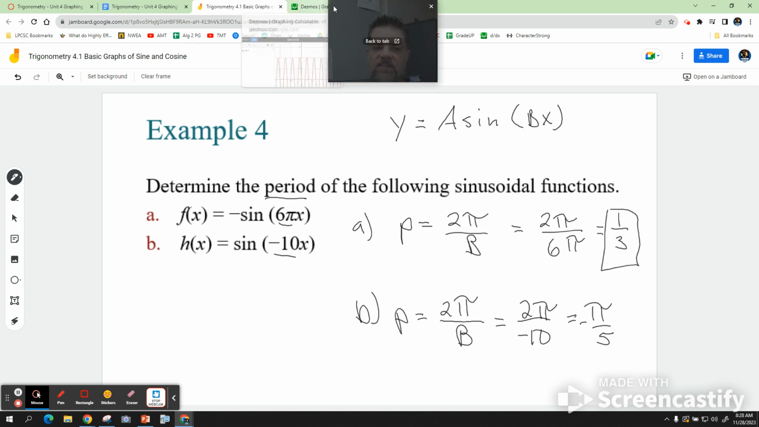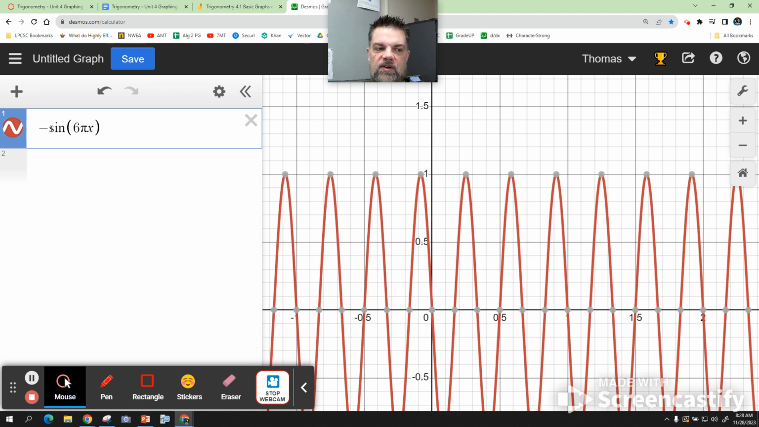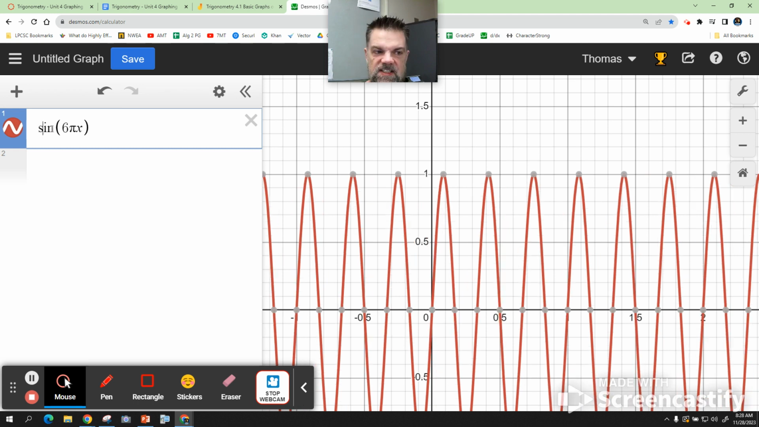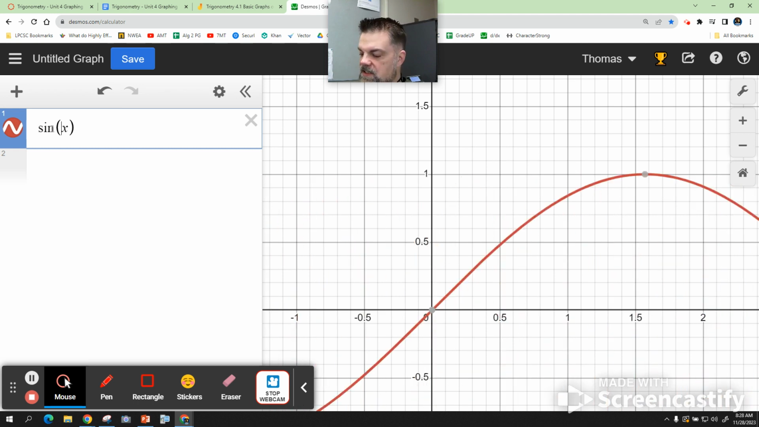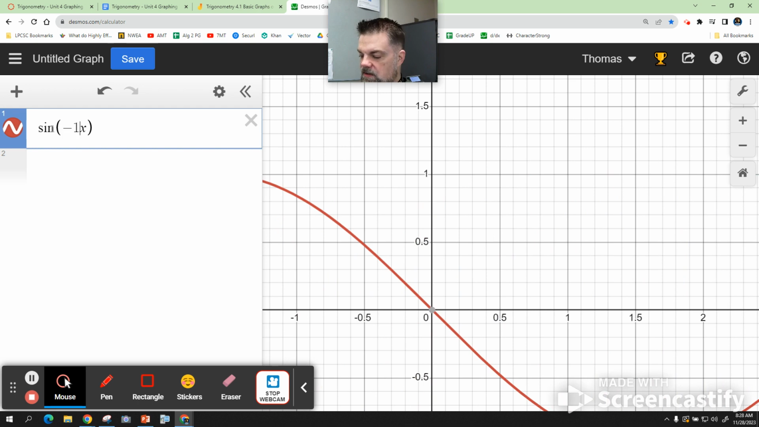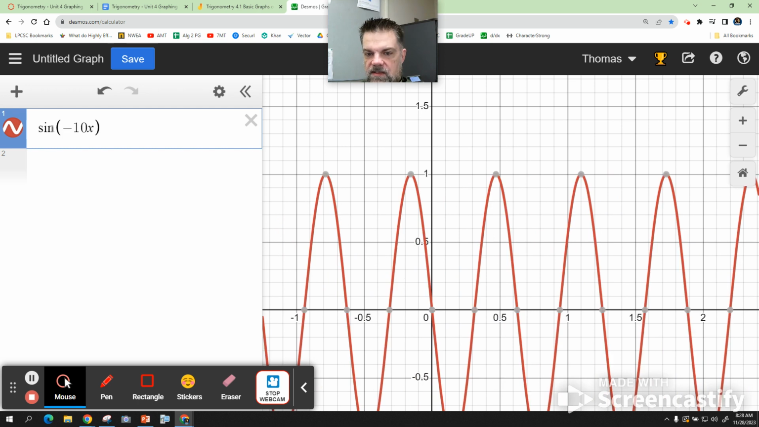It flips it the other way. So if I go in here and I change this to sine, and I type in -10 x, it just kind of flips it the other way, but 0 to pi over 5. So the negative sign, it kind of does the same thing, right?